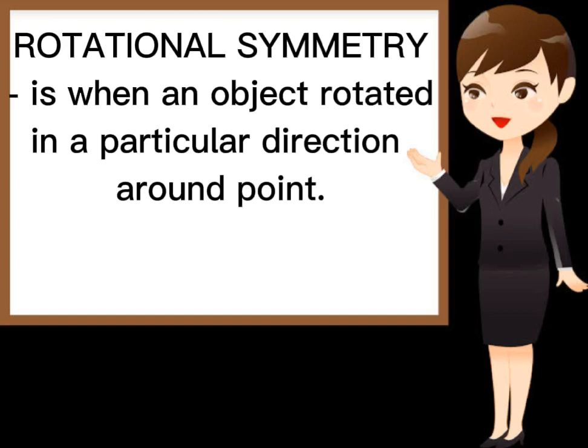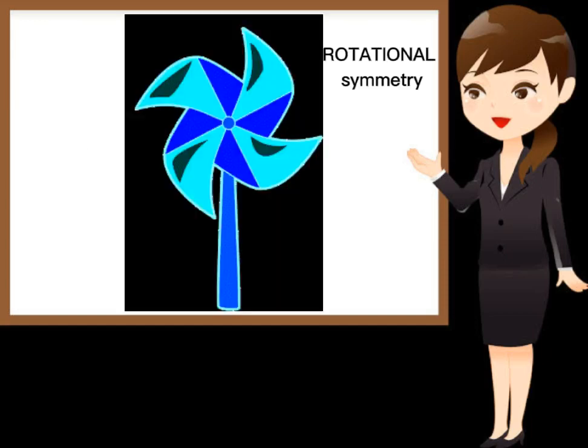The next is called rotational symmetry. Rotational symmetry is when an object is rotated in a particular direction around a point and still looks the same. An example of rotational symmetry is this picture, which is called a paper windmill. A paper windmill can be rotated 4 times, since it has 4 equal sides, without changing its appearance.